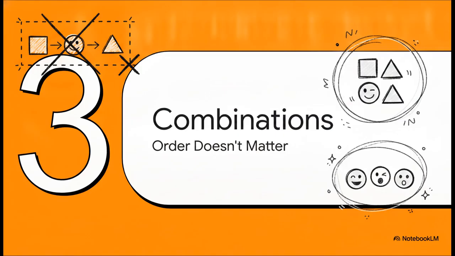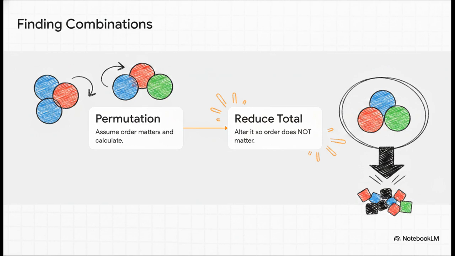Order doesn't matter. So this is exactly how lotteries work. Think about it. If you hold the winning numbers, it doesn't matter at all what order they were drawn in, right? As long as you have them, you win. To calculate combinations, we actually start by doing exactly what we just did.